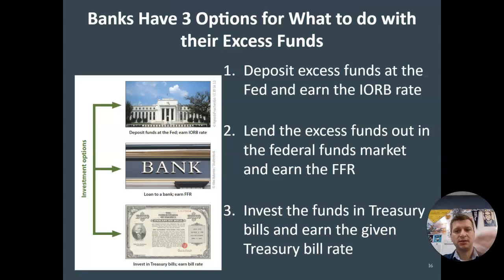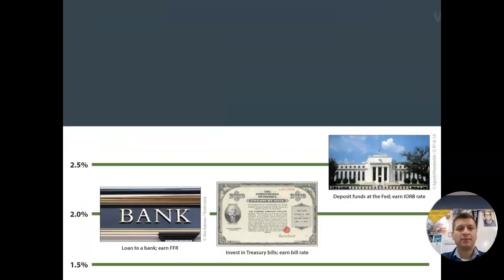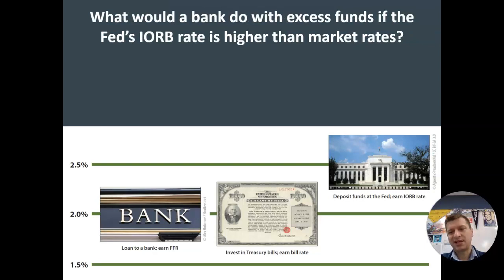So, to explain this further, banks have three options for what to do with excess funds. So when they have money that they don't lend out for some reason, they can either deposit those excess funds at the Fed and earn the IORB rate. That's safe, that's awesome. They can lend out the excess funds in the federal funds market, or they can invest the funds in T-bills. T-bills pay very low, so that's kind of a last-ditch effort, but it's very, very safe.